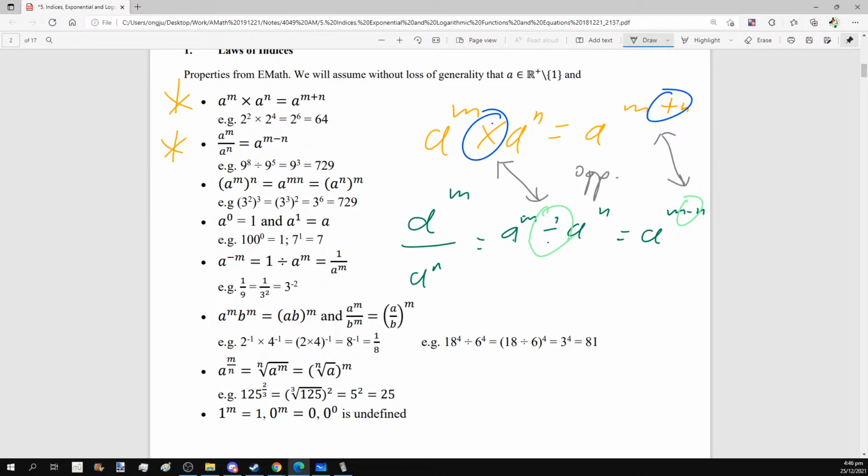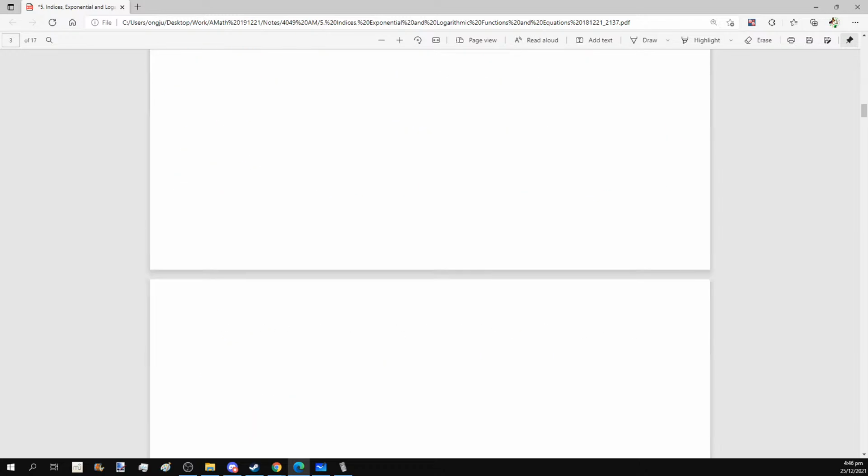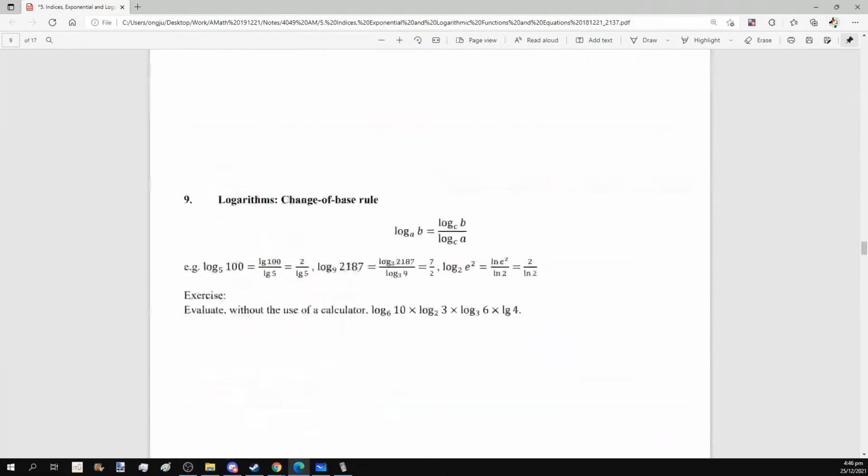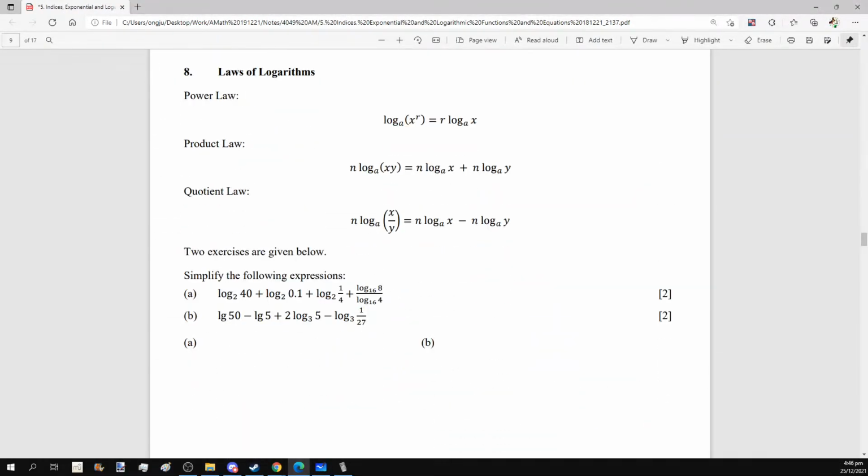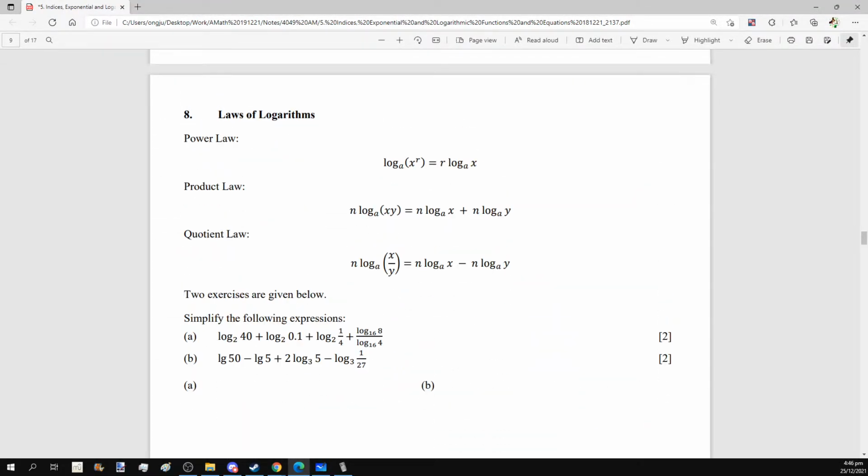So why am I coming back here to remind you of this? The reason is because logarithms are the opposite of indices. So in indices, what we saw was a times on the outside became a plus on the inside. So over here we shall do the opposite. A plus on the outside becomes a times on the inside.